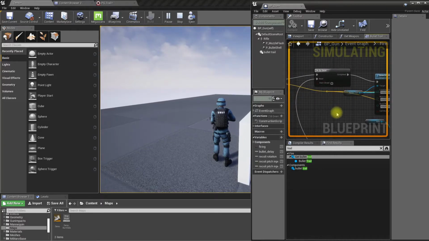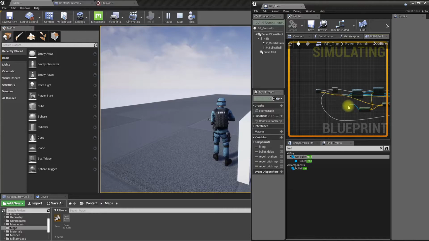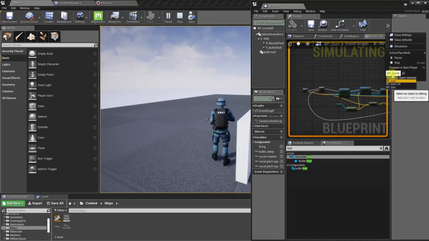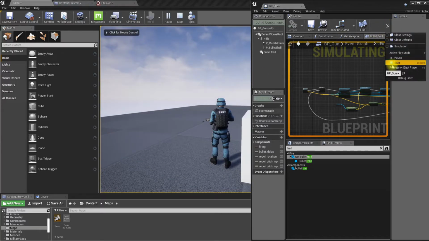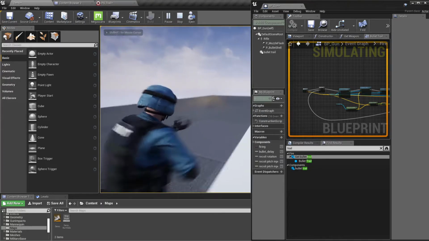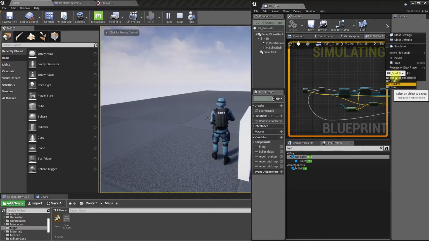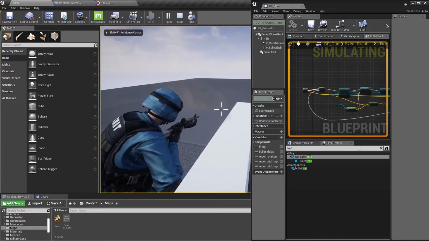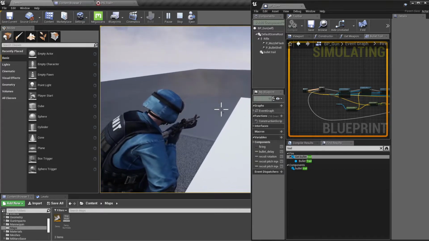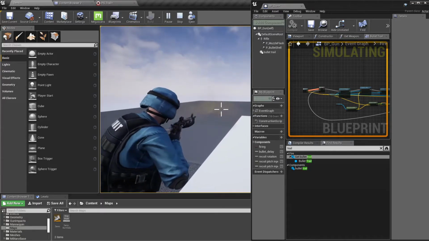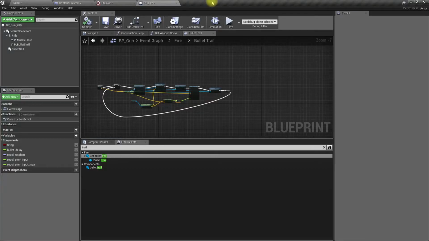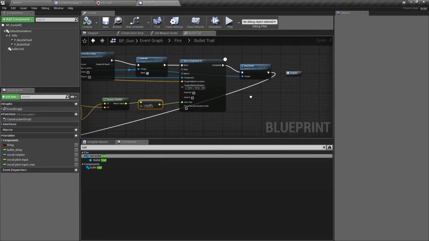For some reason the DoOnce node may not be reset. Okay, this is not it. This one also seems not like it. Ah, that's it. Yeah, it's not being reset. And I'm not sure why. What could cause this to not reset?